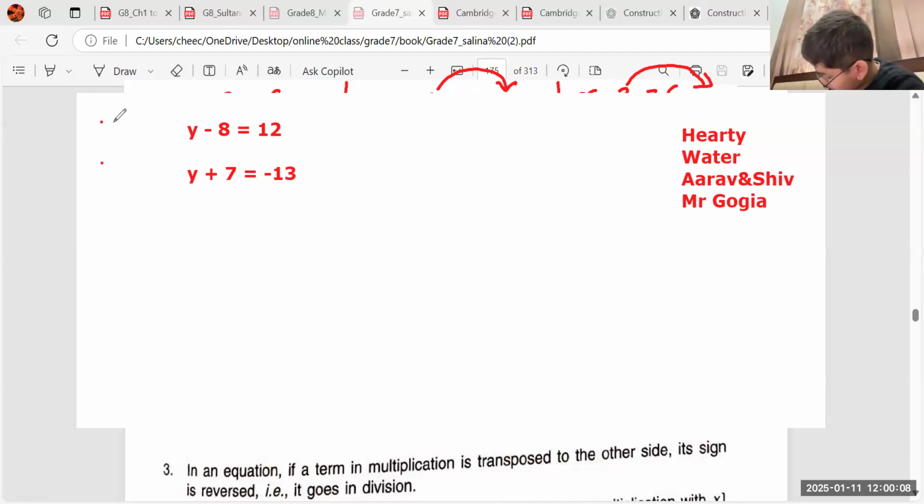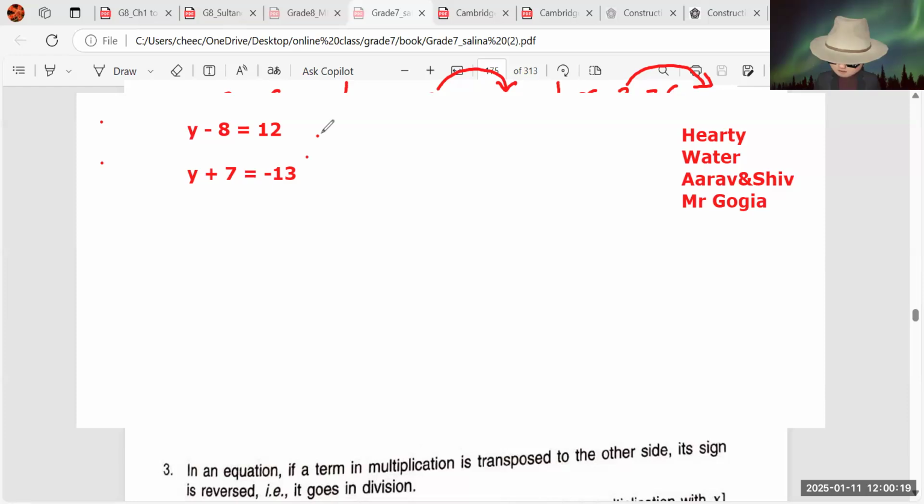So this is one of the few chapters in which I give my own sheets. So from next class, I will be giving you some of my own sheets as well. Just for this chapter, along with your school exercises, of course.